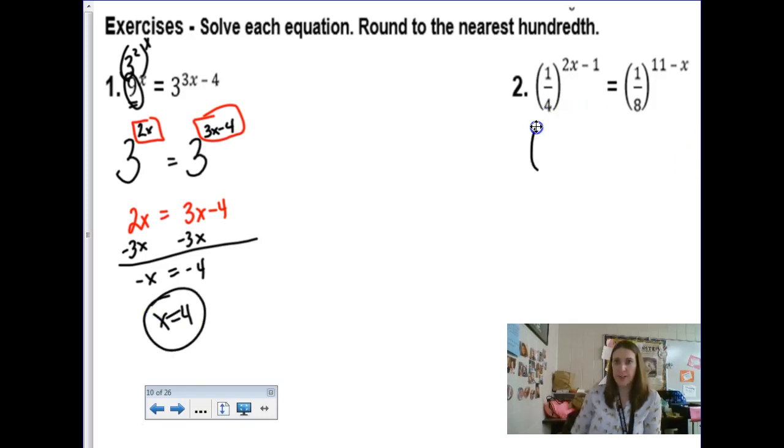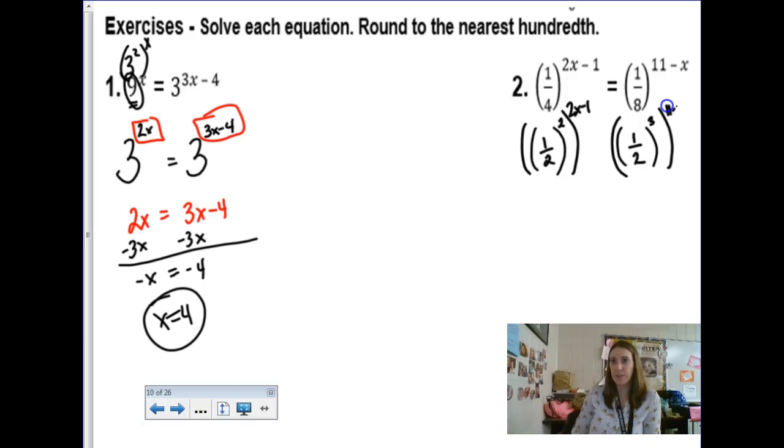Oh boy, this one's fun. 1/4 and 1/8, the common base. There's a couple of different common bases we can do. I'm going to just rewrite them as 1/2. So 1/2 squared is 1/4. But remember, it's already to the 2x minus 1 power. And then 1/8 is like 1/2 to the 3rd power, but raised to the 11 minus x power. So using my exponent properties and combining these exponents, I end up with 1/2 to the 4x minus 2 power equals 1/2 to the 33 minus 3x power.